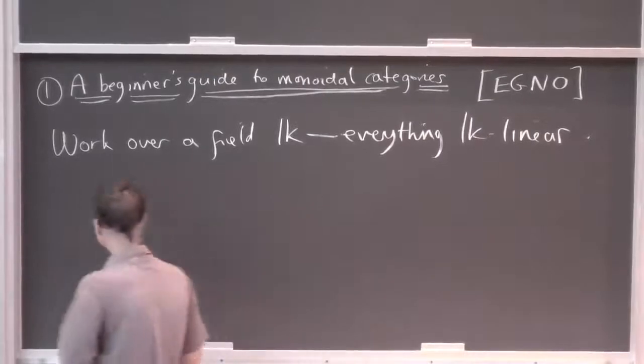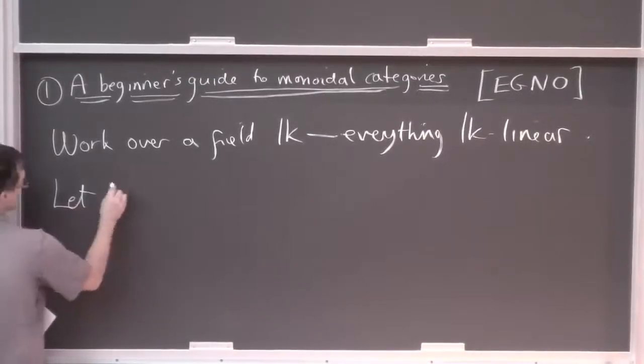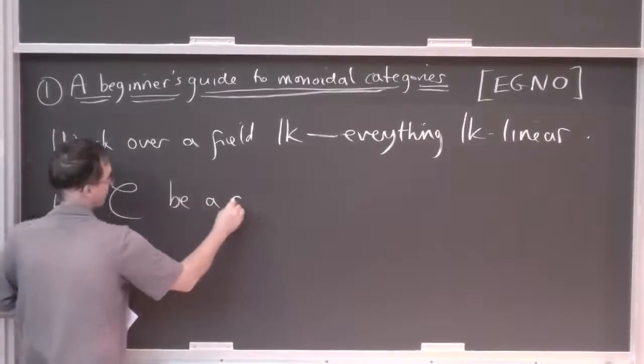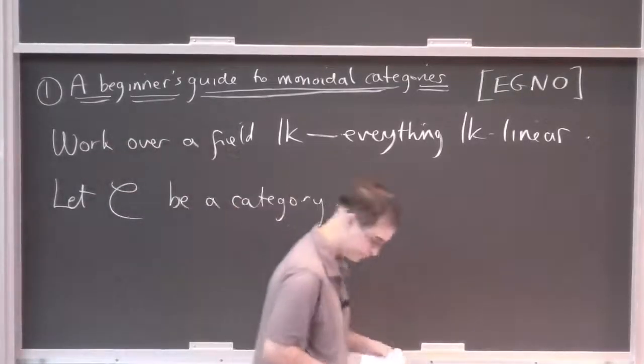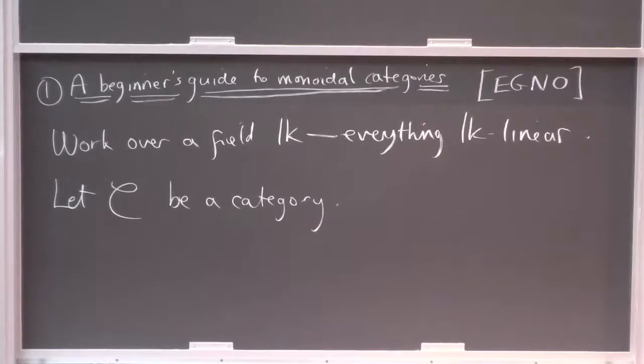So let C be a category. I think it's worth thinking about a trivial example of a category. Let's think about a category with one object. So there's only one object, and then what are the morphisms? Well, they're endomorphisms of that object. That's an algebra. Everything's K-linear. So that's just a K-algebra.